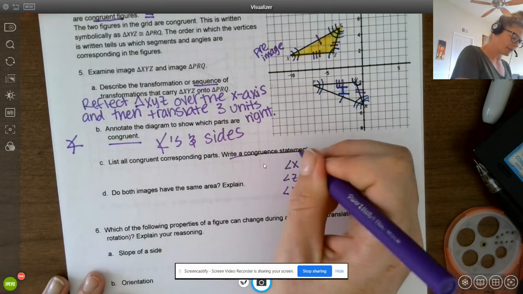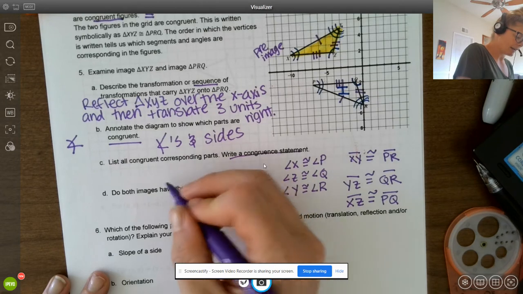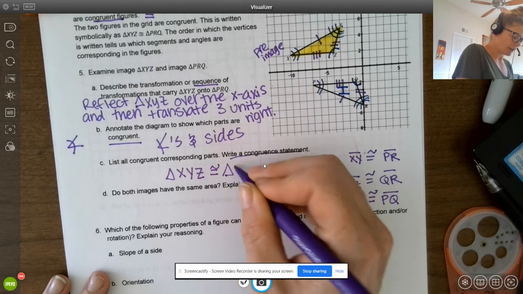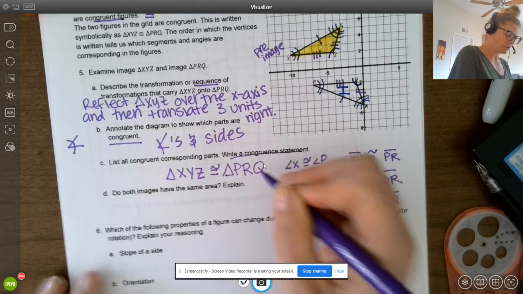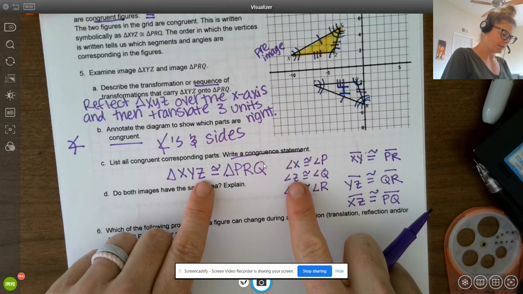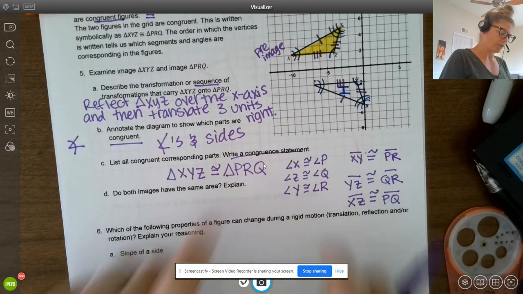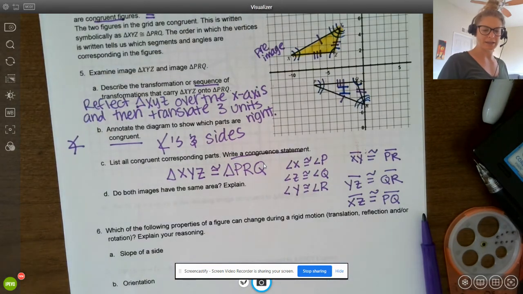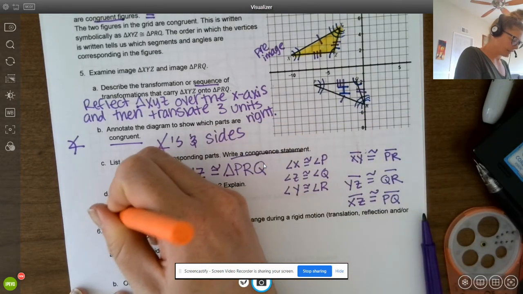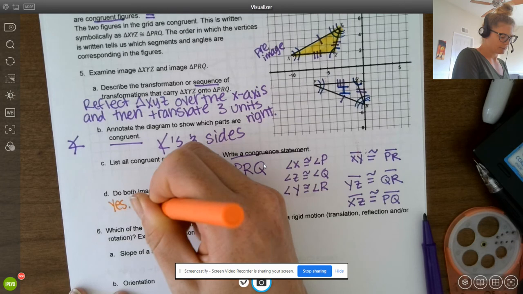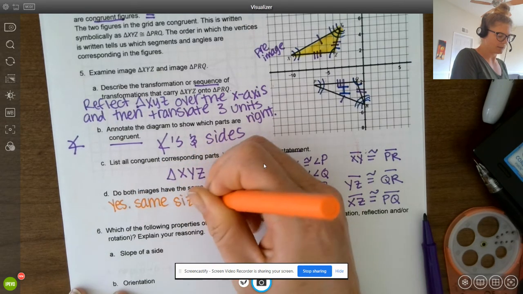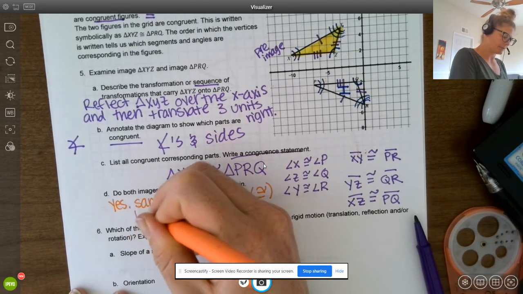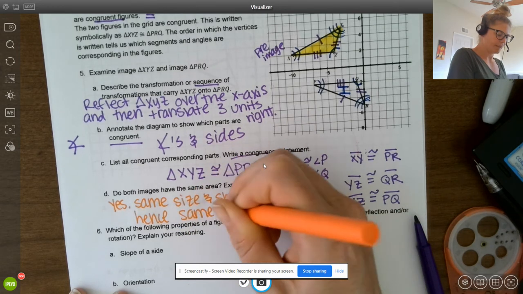And finally, we need our congruence statement. Triangle XYZ is congruent to triangle PRQ: X and P, Z and Q, Y and R. Perfect. Do both images have the same area? Well, they have the same size, which means yes, they have the same area. Same size and shape. You say congruent, hence same area.